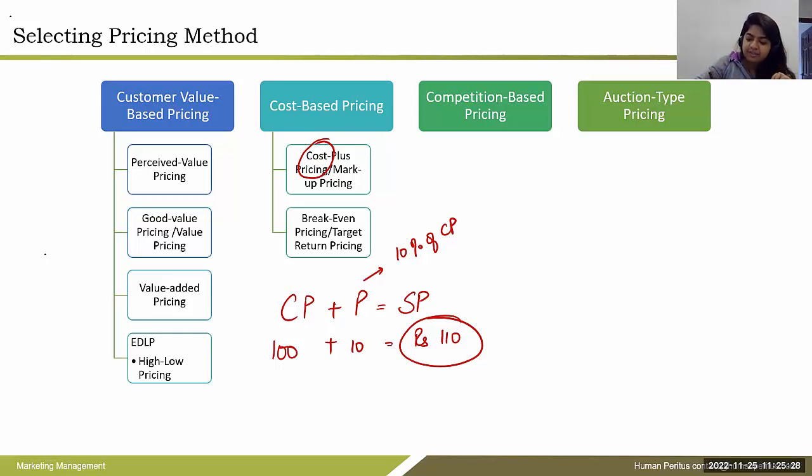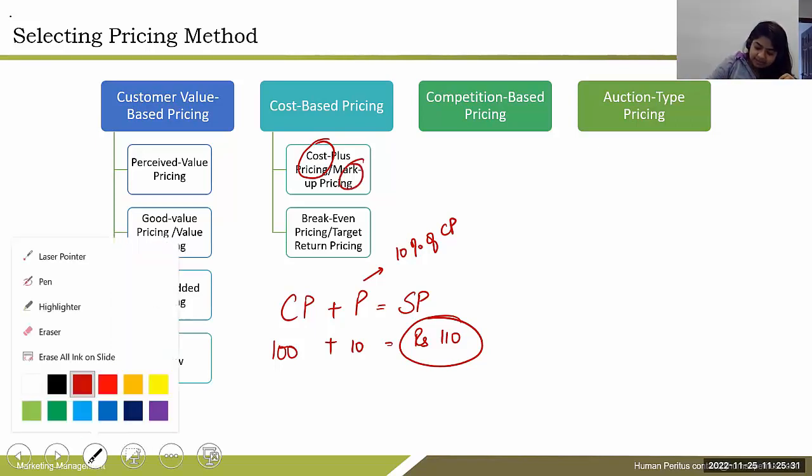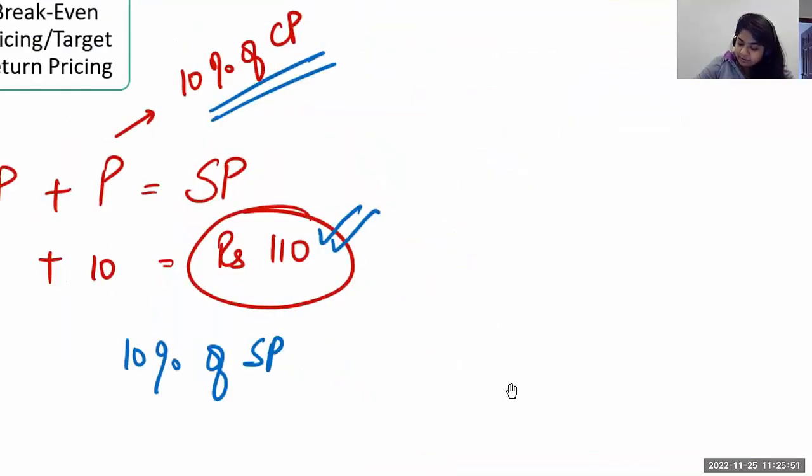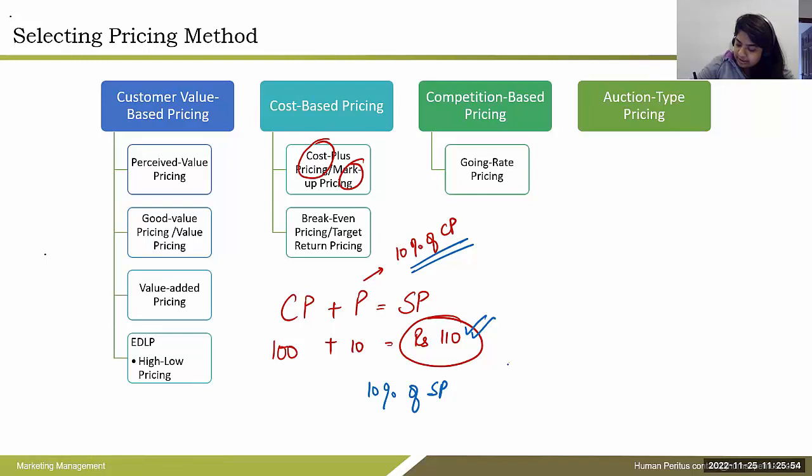This is cost plus pricing. Just a tad bit different from this is markup pricing. In markup, this profit instead of being of cost price, you tell it 10% of selling price. Okay. 10% of selling price is the profit. So we'll do reverse engineering. So we know that the selling price is 110. So 10% of 110, or let's call it X in this situation. So our selling price would be X, 10% of X would be profit, and then there'll be a cost price.